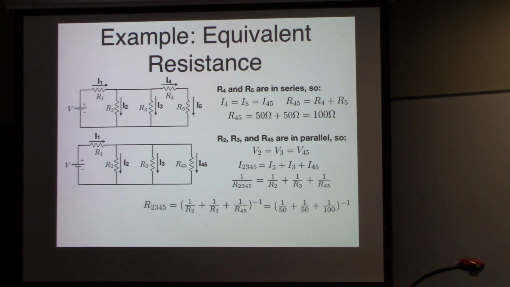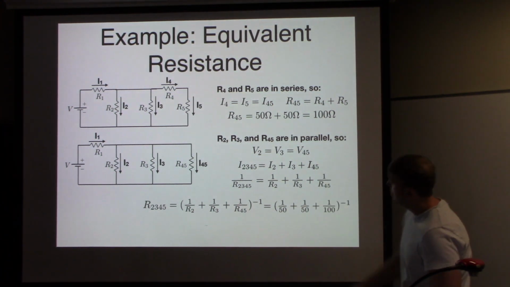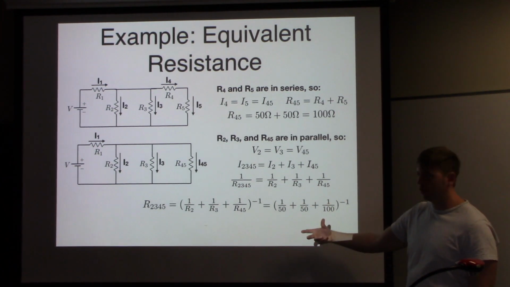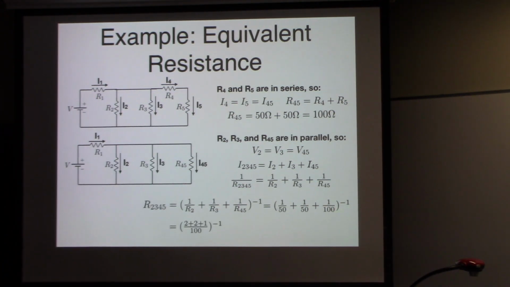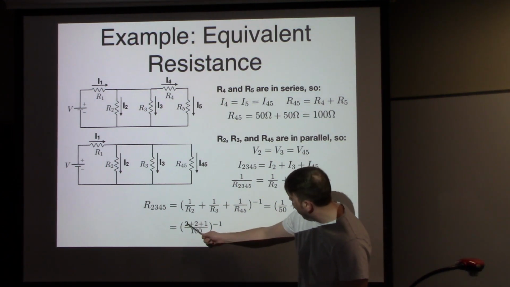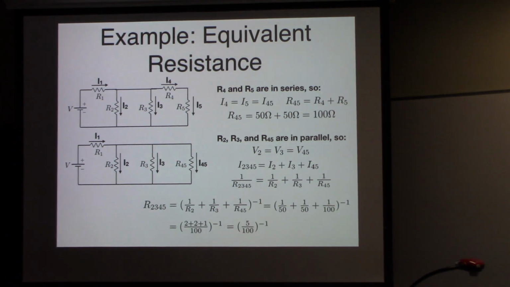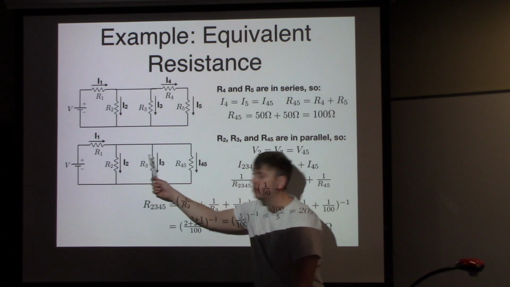So now we'll put in the numbers. Well, R2 is 50, R3 is also 50, but this equivalent resistance of 4 and 5 is 100. So it's 1 over 50 plus 1 over 50 plus 1 over 100 all to the minus 1 power. That's the calculation. And so, okay, 1 over 50 is 2 over 100, so think of this as 2 plus 1 all over 100. So that's 5 over 100. To the minus 1 power, it's going to give us 100 over 5, which is 20 ohms. So that's the equivalent resistance of 2 through 5.